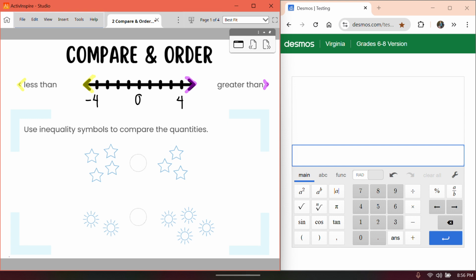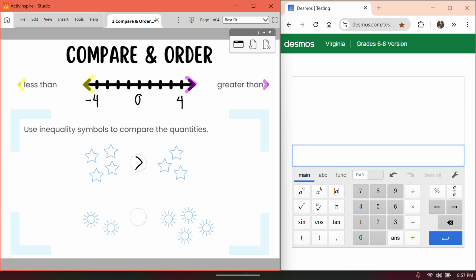So we're going to start with what I'm going to call some baby problems. We've got pictures, right? So this says use inequality symbols to compare the quantities. And I have 4 stars and I have 3 stars, and we're just going to practice using those symbols. So I know that 4 is greater than 3. So I'm going to use a greater than symbol to compare those images. And this is just a refresher. This is not what the 8th grade math is going to look like.